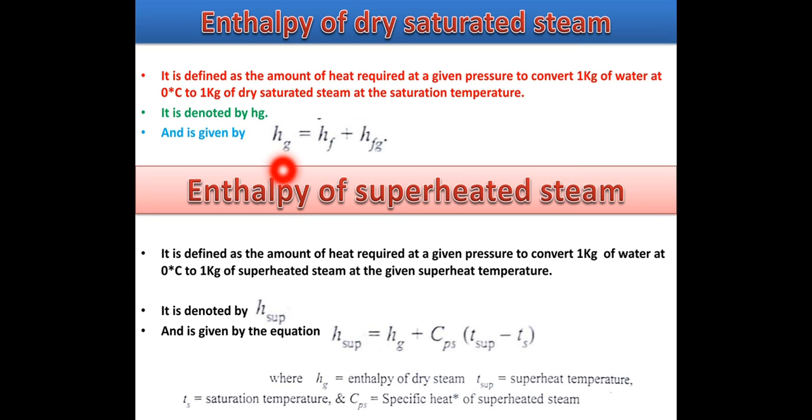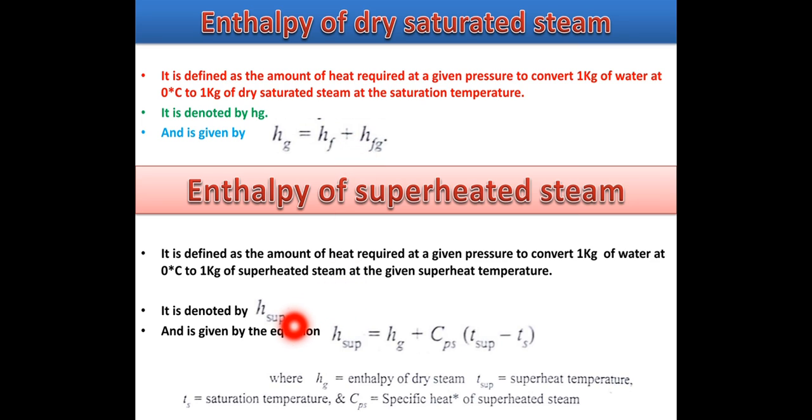Enthalpy of the dry steam, Hg. When we reach point C on the graph, dry steam is produced, so the heat content is Hg. It is the sum of Hf plus Hfg. Here no dryness fraction is considered, because when we reach point C there is no water vapor mixture, only dry steam, and therefore X, the dryness fraction, is not taken into consideration.